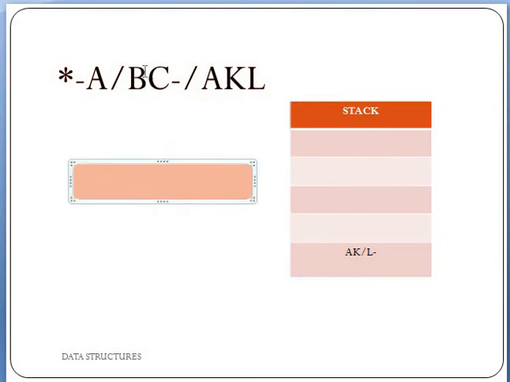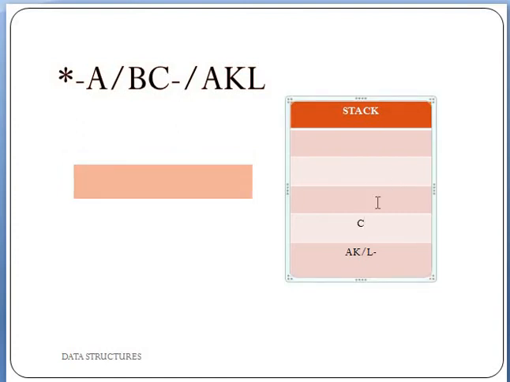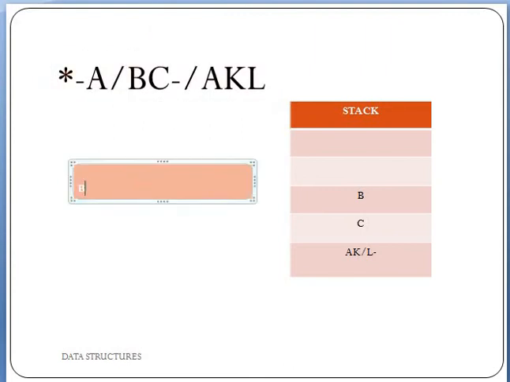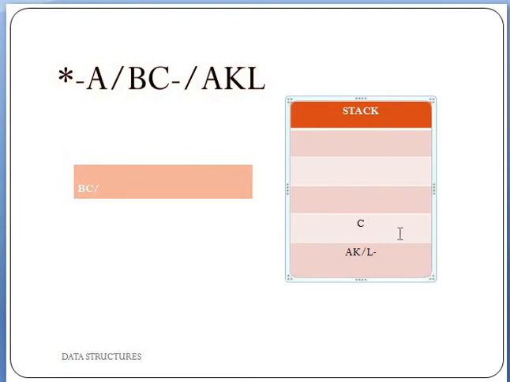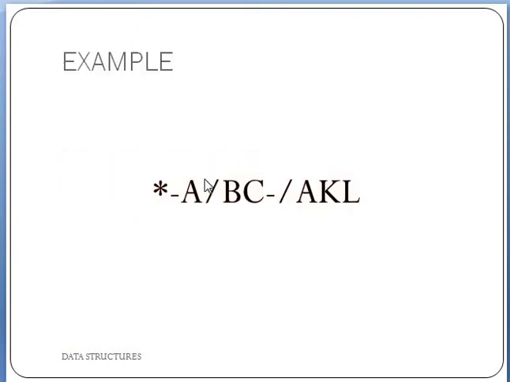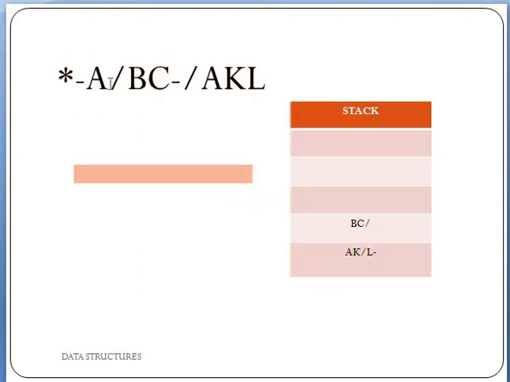We again have the operands, which are C and B. Let's push C and B onto the stack, and we have again got the division operator. So we pop out B and C and concatenate the division operator to them. By concatenating the division operator, we have got an expression, and we push it onto the stack again: B C division. Now we have A on it, so let's push this A onto the stack.